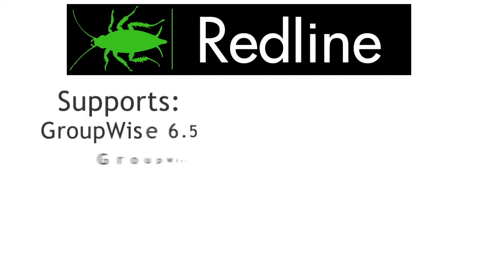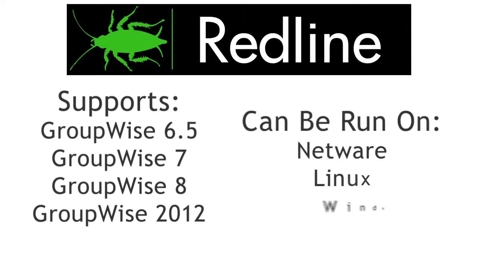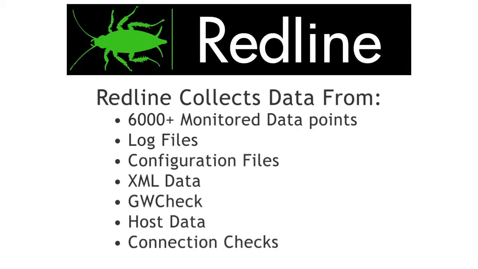Redline supports GroupWise 6.5, GroupWise 7, 8, and GroupWise 2012, and can be run on NetWare, Linux, and Windows. Redline collects data from 6,000-plus monitored data points, log files, configuration files, XML data, GW check, host data, connection checks.